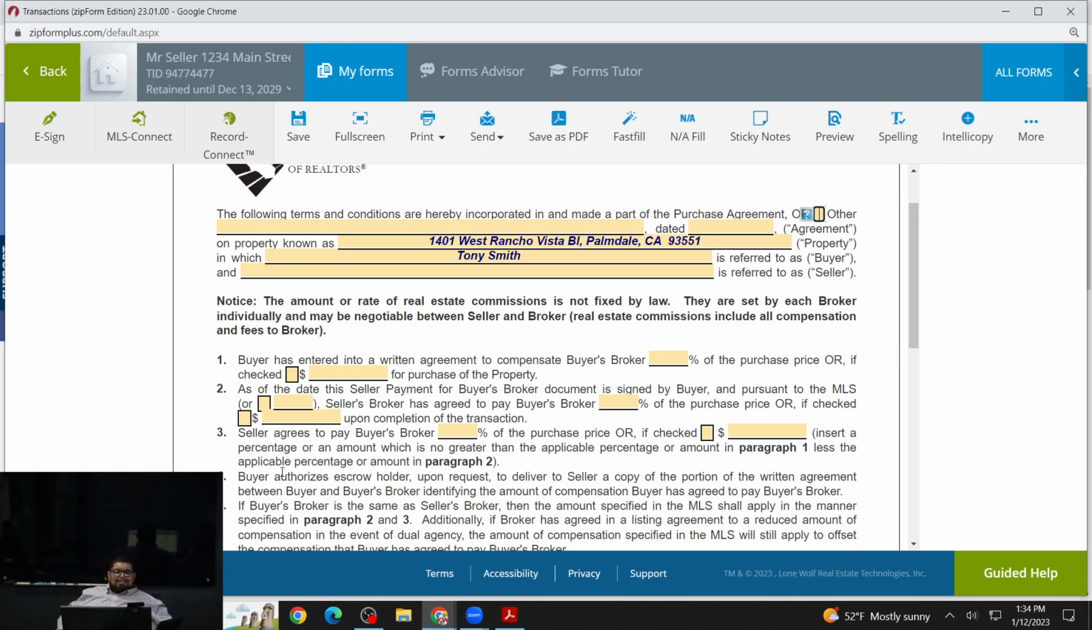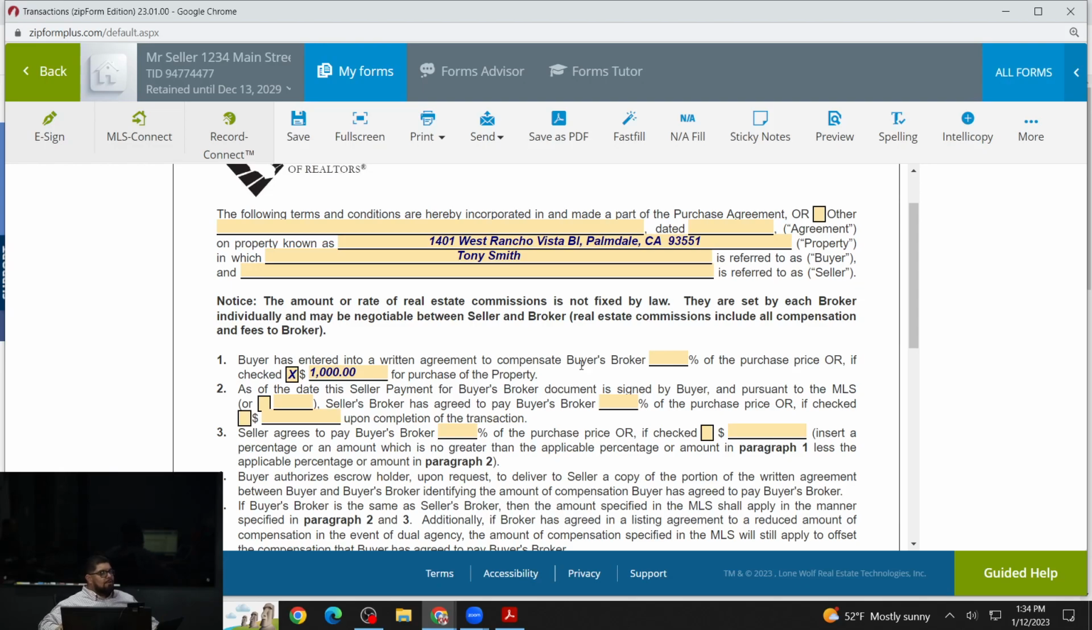Number one, buyer has entered into a written agreement to compensate buyer's broker. Whatever difference of compensation you're going to have. So if you agree that you make 3% and they're paying 2.5%, then we're going to put 0.5% here of the purchase price, or if checked, a flat fee. Okay? So if they agree to pay me an extra $1,000, that stays blank.